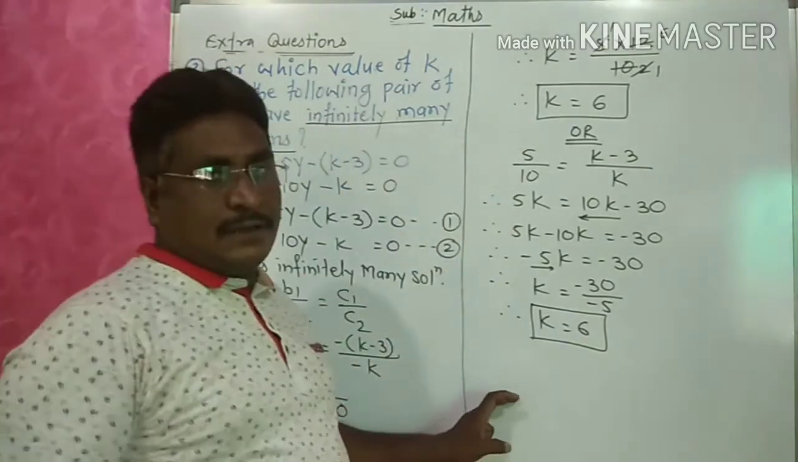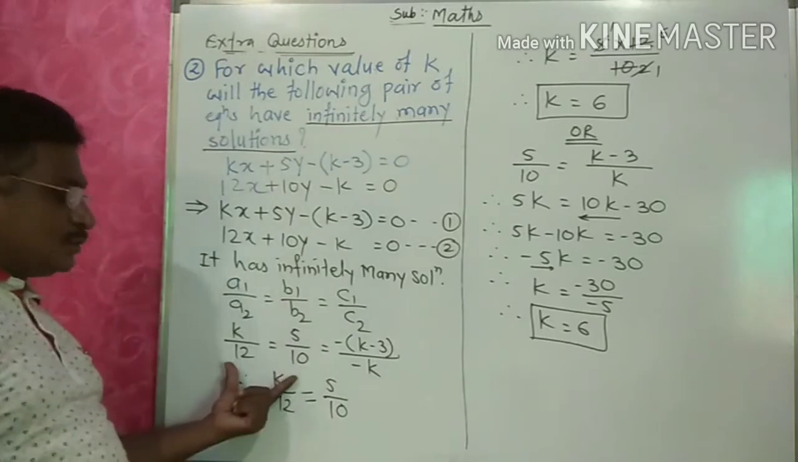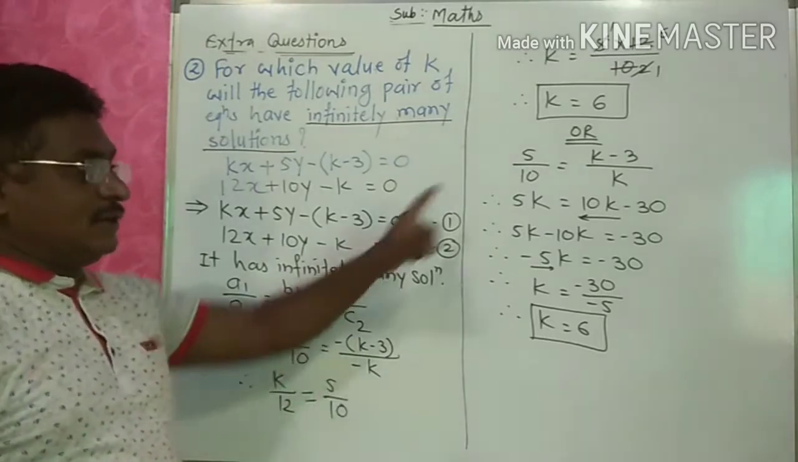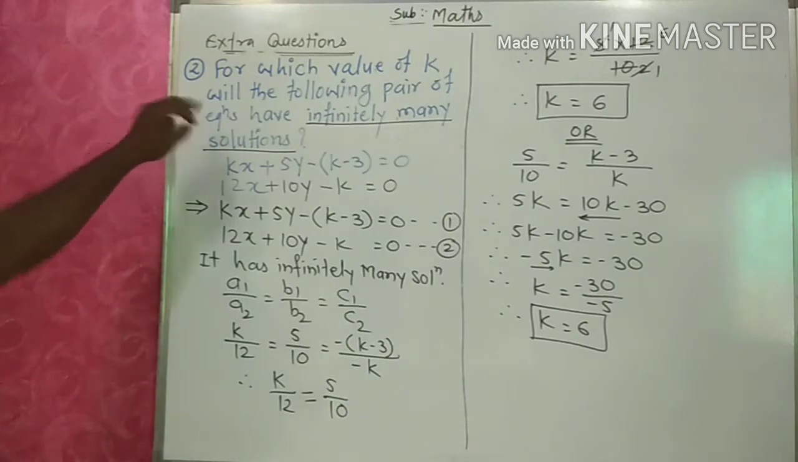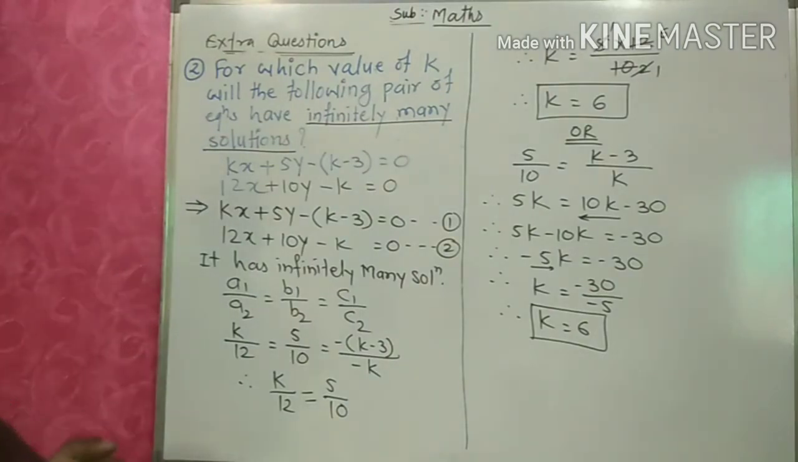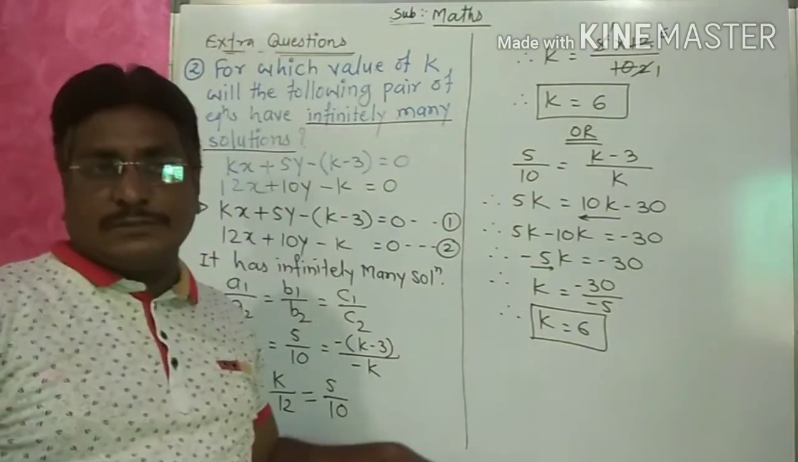Got the same answer? So you can solve by considering the first two, or the second and third, you will get the same answer. So what is the value of k? K equals 6. Hope you understand, student, how to solve questions like these. So we will go on to the next.